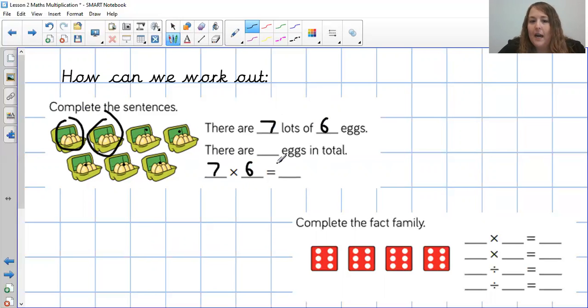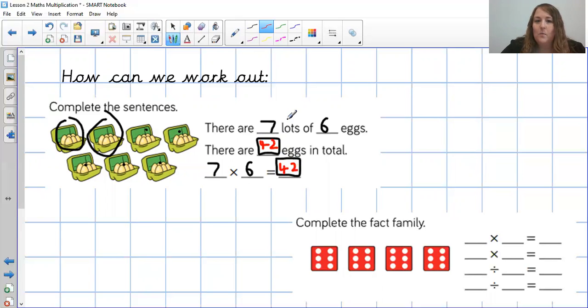I wonder if you can complete what would go in here for the total and then what would be down here because it's the same number. And pause the video if you need to. Excellent, you should have worked out that 7 times 6 was 42.